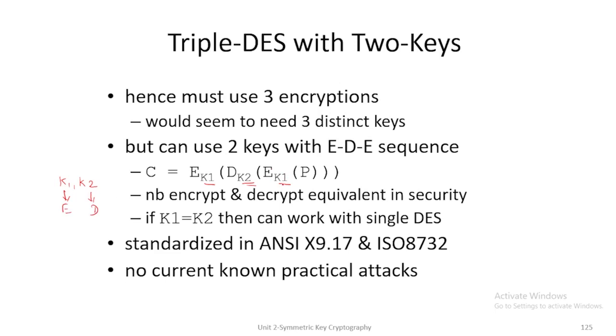So we encrypt the plaintext value with the help of K1. So this is the X value. This X value is decrypted with K2, that is called Y. Once again, that Y value is encrypted with K1. So this is the triple DES notation with 2 keys.